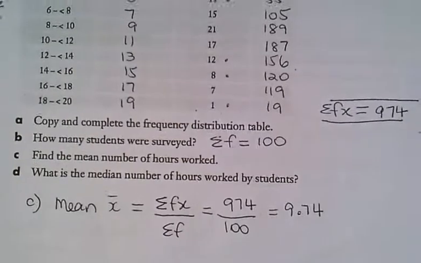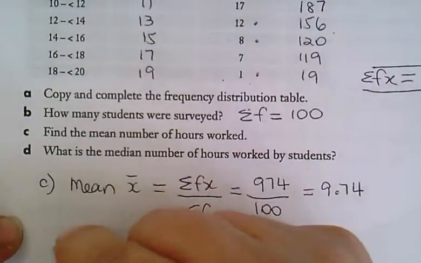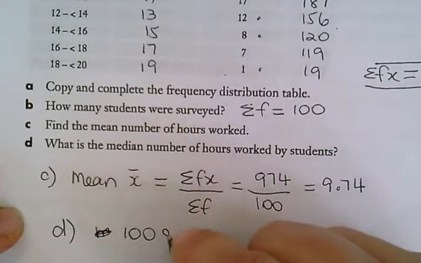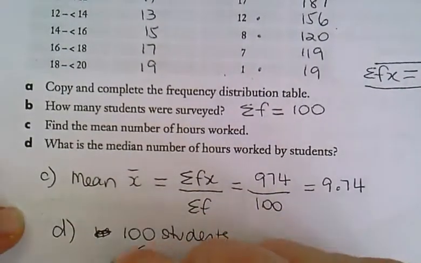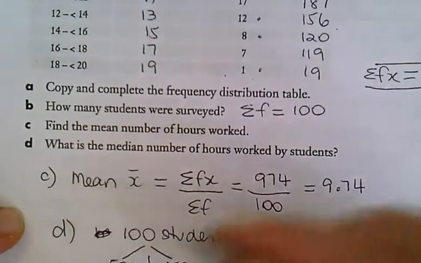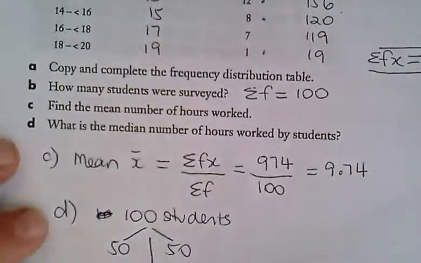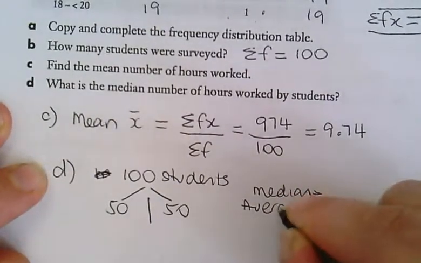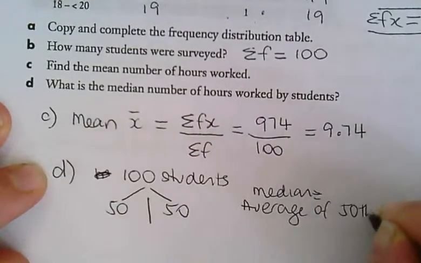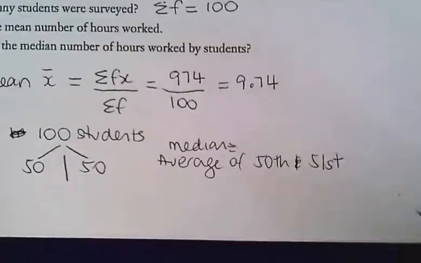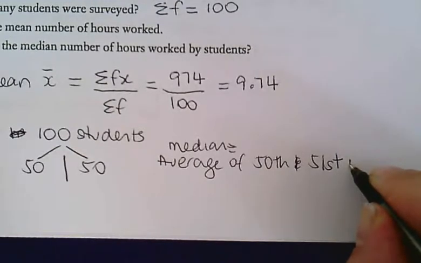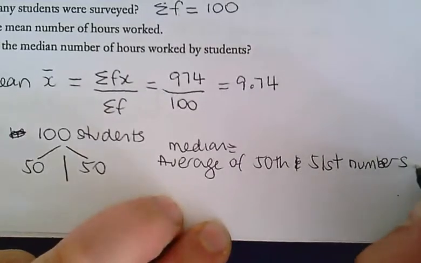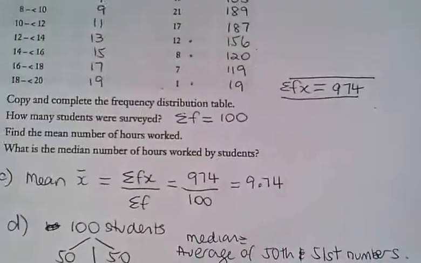And the median number of hours worked, let's just do this one. 487. How many students were there? 100 students. I'm going to put 50 kids on the left, 50 on the right. I need to find the average. So the median is the average of the 50th and the 51st. Not marks, but numbers. Now, I have to find the 50th and the 51st.